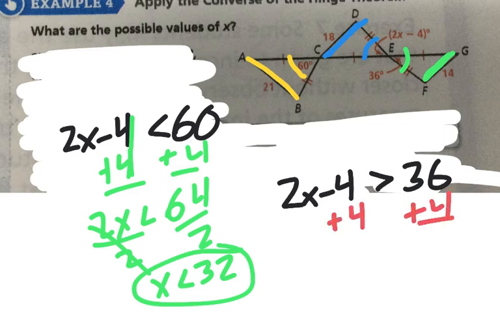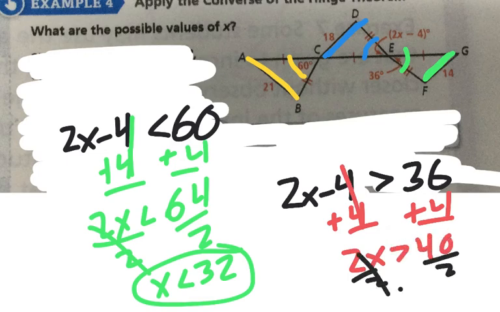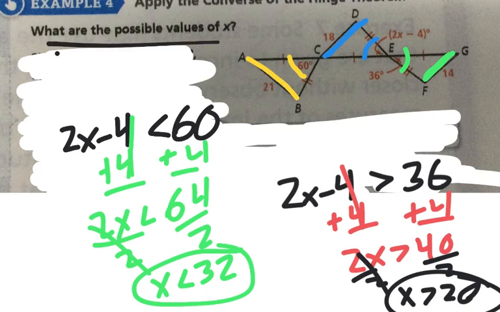Now if I solve the other inequality, that tells me 2x must be greater than 40. I divide by 2. That tells me x must be bigger than 20. So x is larger than 20, but x is less than 32. So I've found the possible values of x. They are values between 20 and 32.